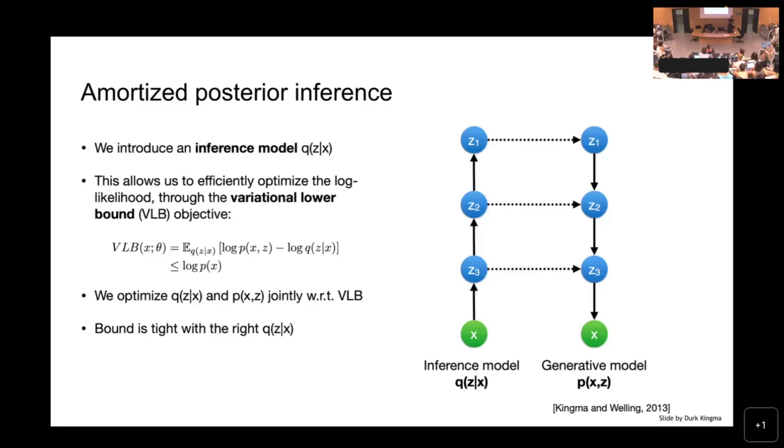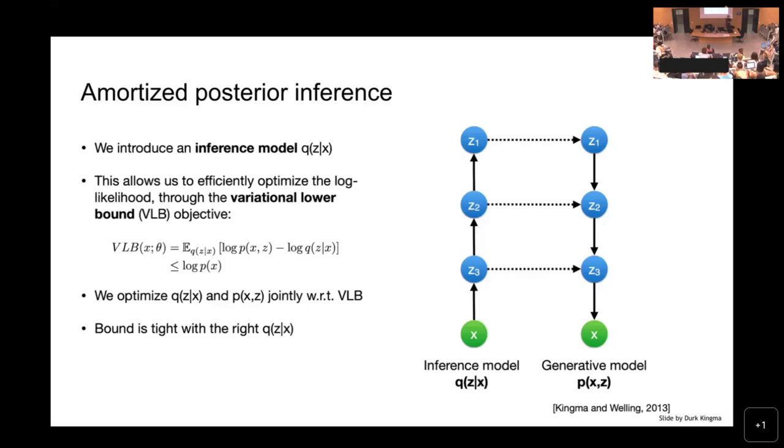And it's coupled with a generative model. That's the latent variable model that goes the other way around. If you put them together, you get a variational lower bound. That's the lower bound to the log likelihood I showed in the last slide. And what you now do is optimize both together.